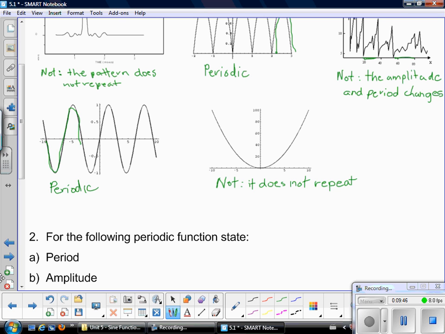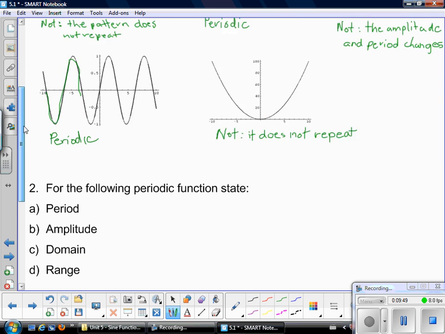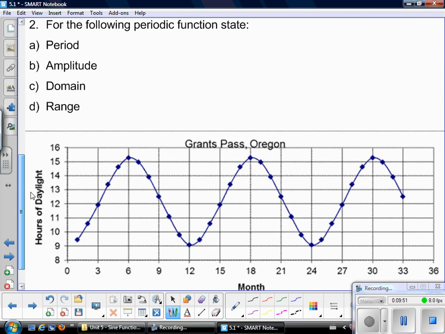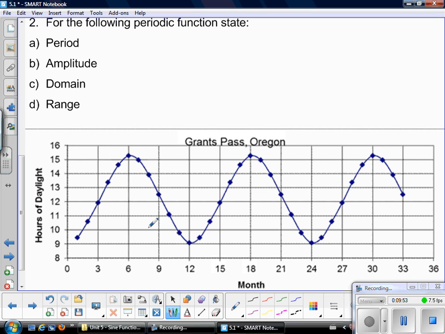All right, so now we're going to look at an example that is periodic, and this is it here. You can see it does repeat itself. This is from some data that was collected: the number of daylight hours and the month that it occurs. Obviously this graph is going from zero to almost 36 here, so we're looking at 3 years' worth of data, and for the most part, it looks like it is periodic.